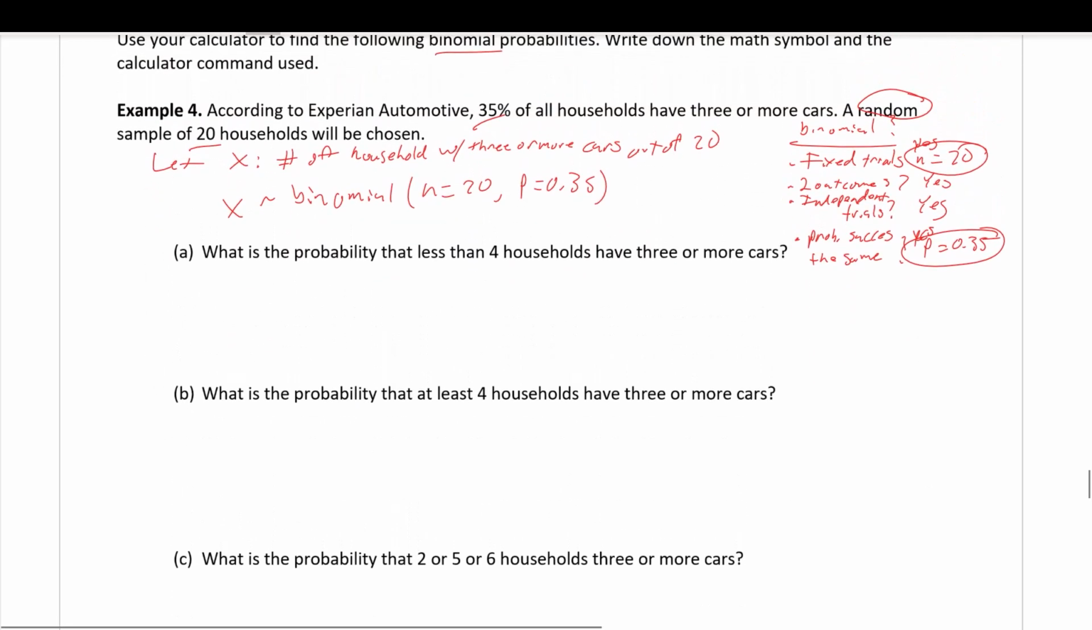Okay, so the first one says, what's the probability that less than 4 households have 3 or more cars? Probability that less than 4 households.